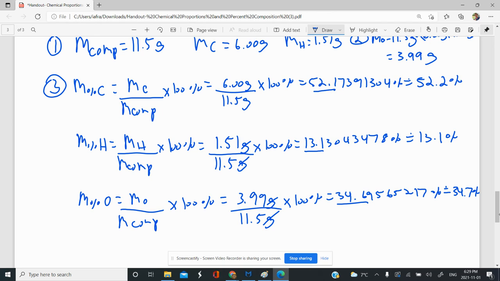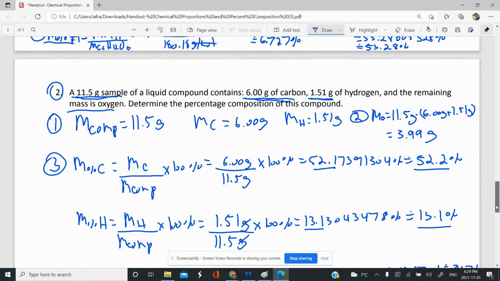And to double check, I'm just going to see that these all add up to 100. So that plus 13.1 plus 52.2, we get about 99.995. So based on my rounding, I'm a little bit off, but I'm still pretty close to 100. So we know that I found the correct percent composition. In other words, the mass percent of all the elements in that compound.